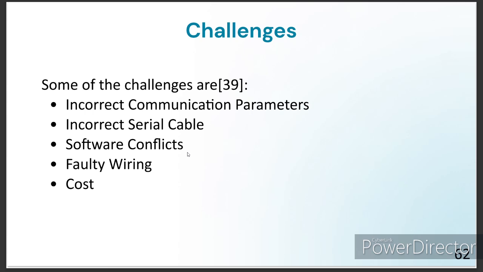Incorrect communication parameters. Incorrect communication parameter settings are the most common cause of serial port communication issues. To function properly, both devices must be configured with the same communication parameters, which include baud rate, parity, number of data bits, and number of stop bits.